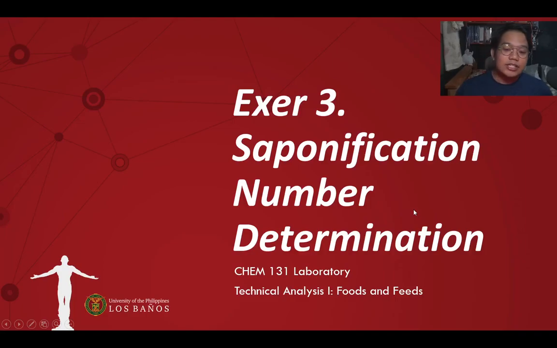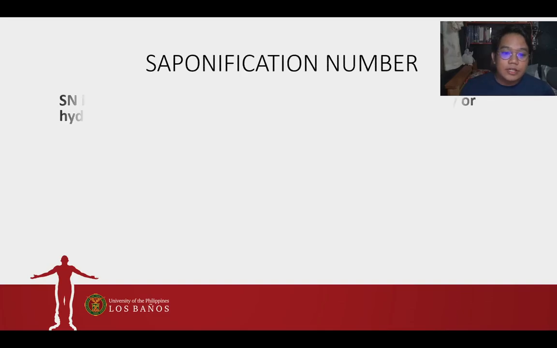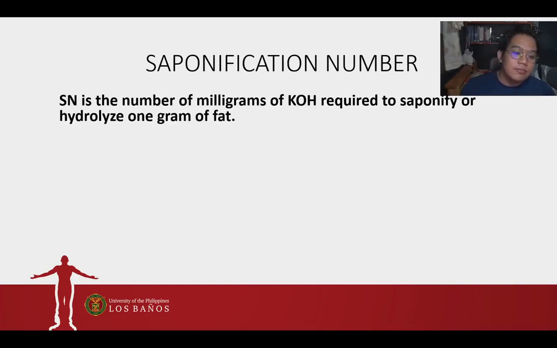So, good day class. This will be the prelude discussion for exercise 3 entitled Saponification number determination. For the first part, saponification number is the number of milligrams of KOH or potassium hydroxide required to saponify or hydrolyze 1 gram of fat. So basically, ito ay isang part of your analysis for your fats and oils samples.